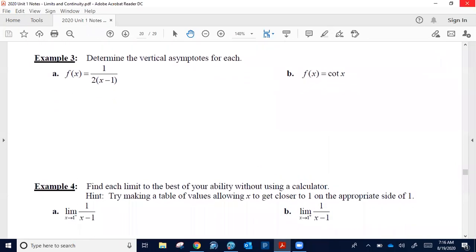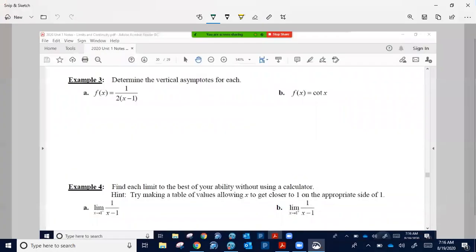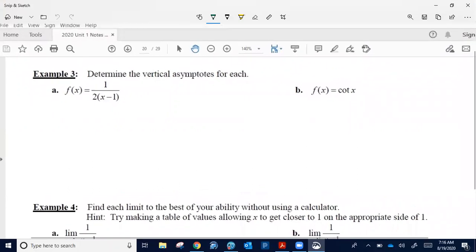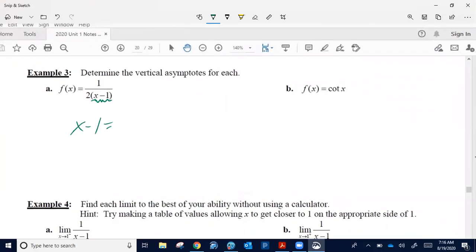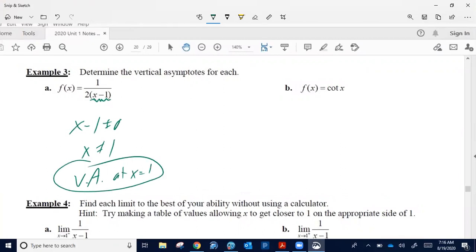So again, same idea here. Fractions are not good. Fractions tend to lead to these asymptotes. Here, this x minus 1 piece has already been factored for us. That's not going to cancel out. X minus 1 cannot be 0. X cannot be 1. There's a vertical asymptote at x equals 1. No good. Could not cancel it out.